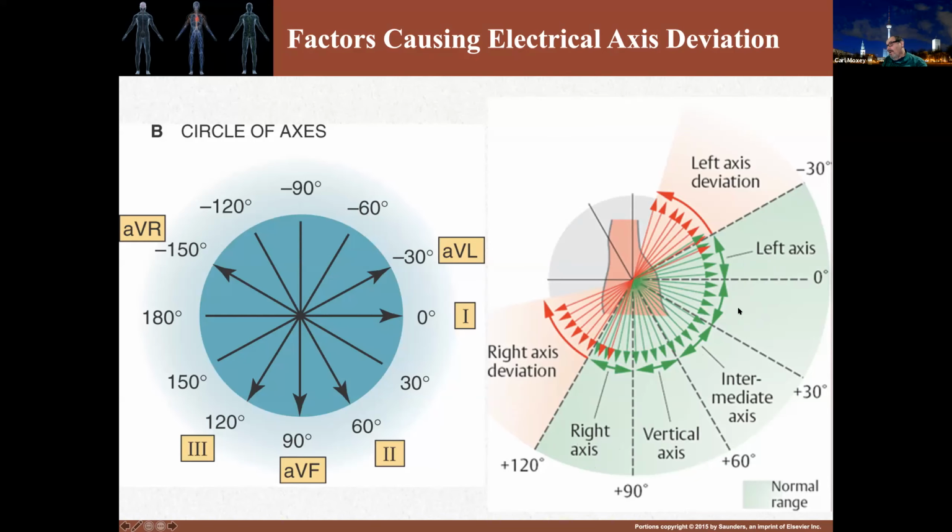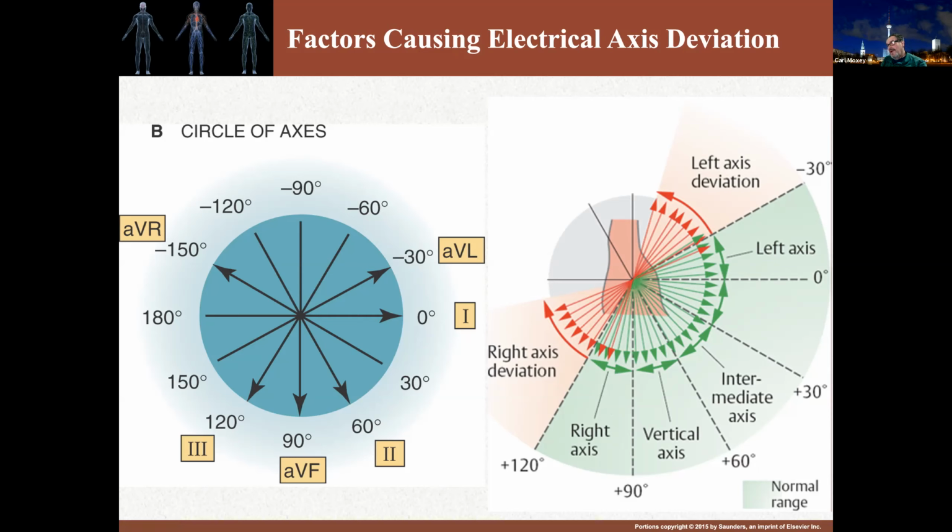Now, if we're in the range of 0 to +30, we don't say anything about it. We just say it's a normal axis. If it's in the range of 0 to -30, we say a left axis. 30 to 60, an intermediate, and 60 to 90, a vertical axis, and 90 to 120, a right axis.